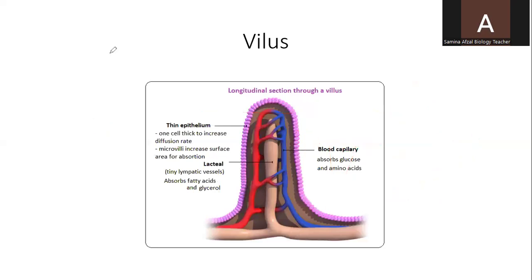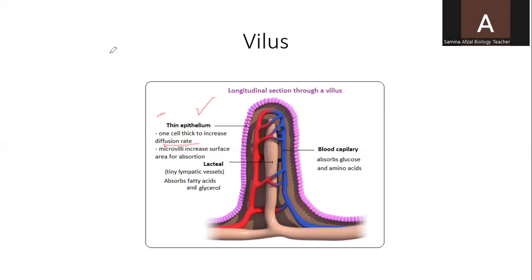Now, in this slide, we will discuss the structure of the villus. The villus has a thin epithelium, one cell thick, to increase the diffusion rate. It is thin, so diffusion will take place very fast. Any substance or nutrient which has to be absorbed through this villus will diffuse very fast and easily because it is very thin.